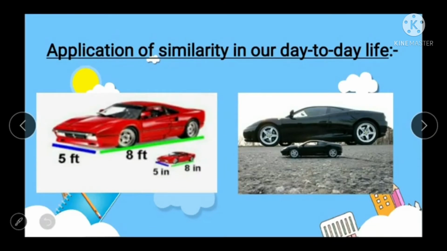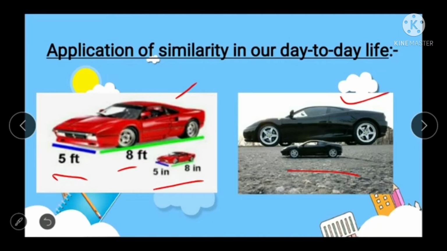Students, do you know why we are going to study about similarity? This is all because of its application in our day-to-day life. In this picture, you can see these 2 cars with their small models. You can observe from this picture that the front of the car is 5 feet and the length is 8 feet. But in its model, it is 5 inch and 8 inch. So you can say that the size is reduced in the same proportion.